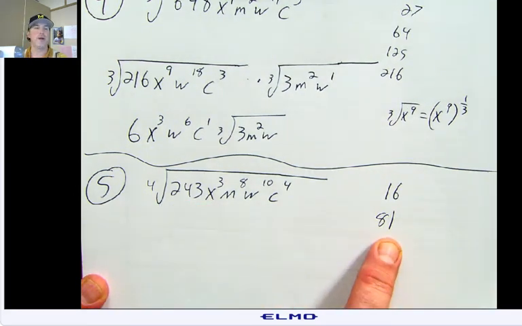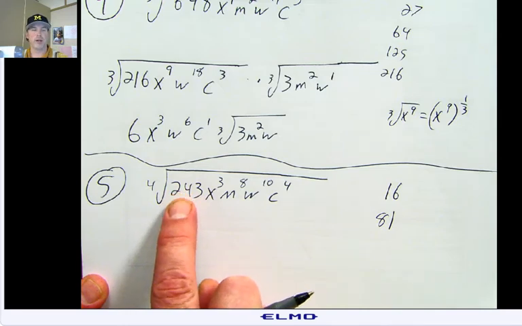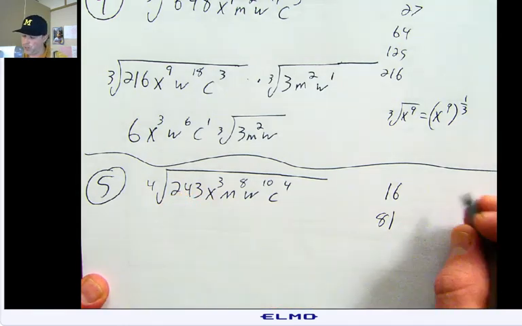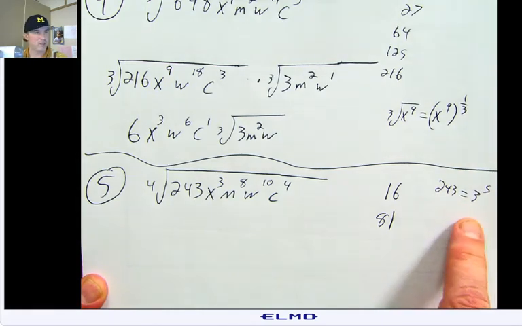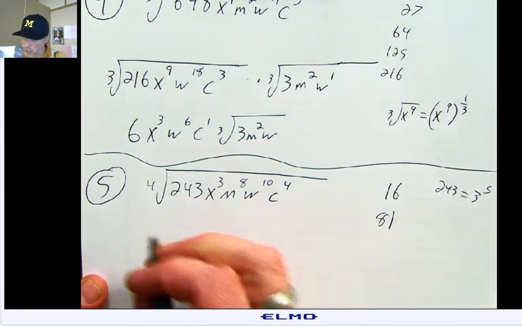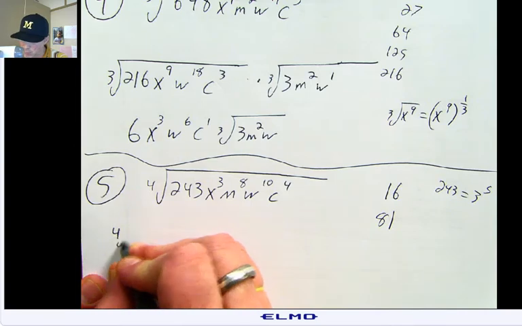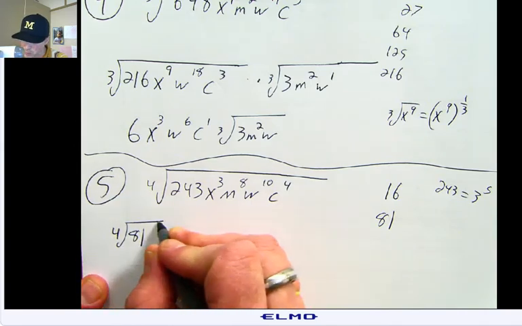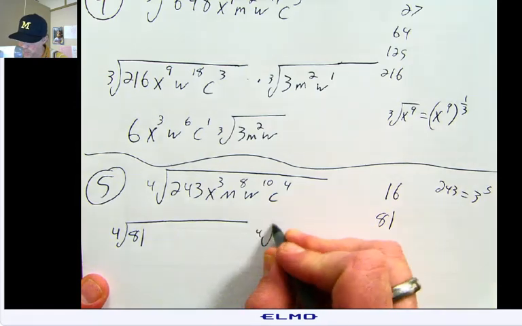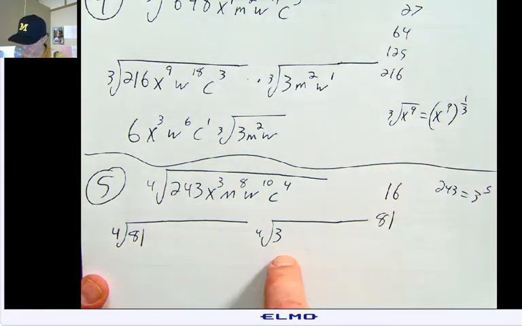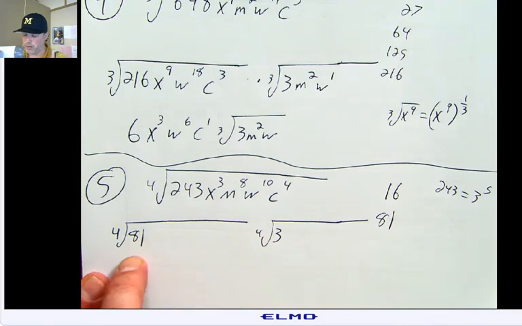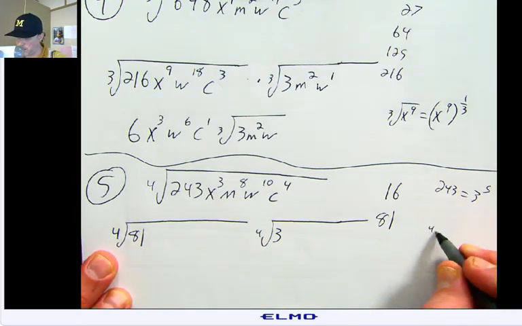81 times 3 is 243. Oh, that's right. 243 is the same thing as 3 to the 5th power. That's one of the memorized ones. So I'm going to use the 81. So the 4th root of 81 is going to escape, and then who's not going to escape is going to be a 3, because 81 times 3 is 243, and I know that the 4th root of 81 is 3.